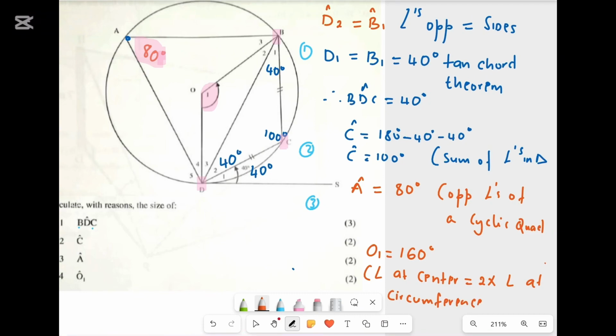Angle at center is equal to 2 times angle at the circumference. Now let's move to the next question.